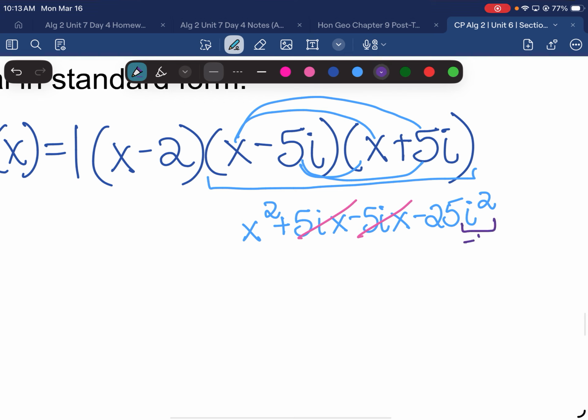This is a negative 1, but remember, it's negative 25 times a negative 1. Don't add it. Don't subtract it. You're multiplying. So can you just change it to 25? Yeah.